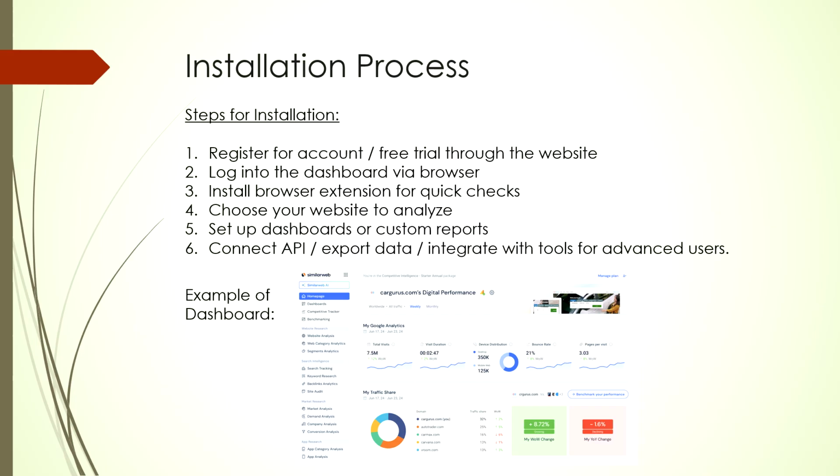When it comes to the installation process, there are 6 steps. So 1, you register for account, free trial through the website. 2, you log into the dashboard via browser, and then you install browser extension for quick checks. 4, you can finally choose a website to analyze. For the 5th step, you set up dashboards or custom reports. And then finally, you connect your API, export data, or integrate with tools for advanced users.